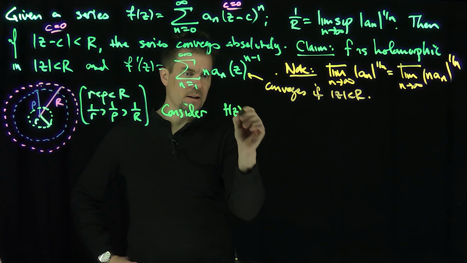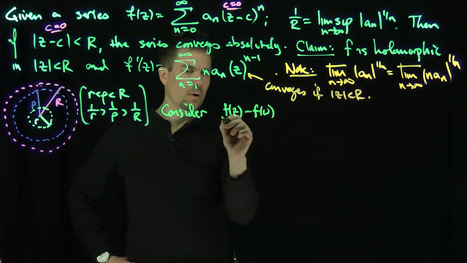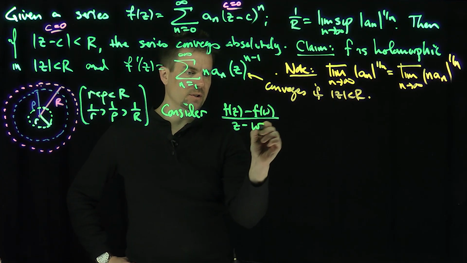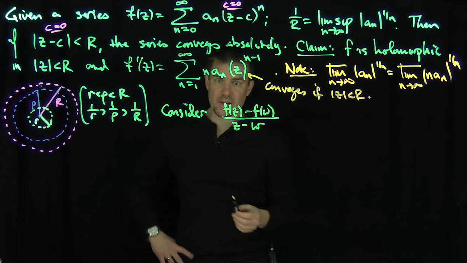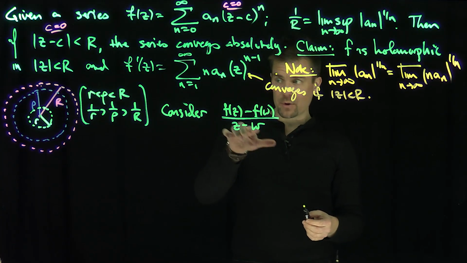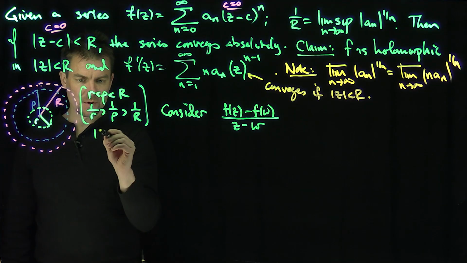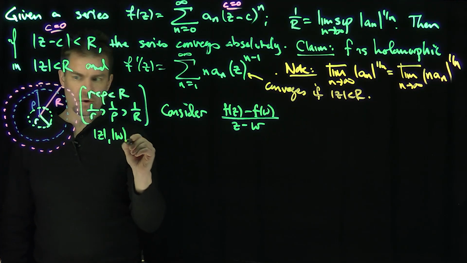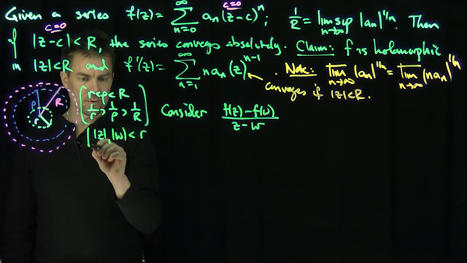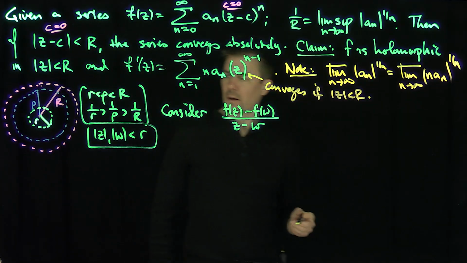f(z) minus f(w) over z minus w. That's our difference quotient, right? If I want to show the derivative exists, I want to show the limit as z tends to w. So here w is fixed in that disk, right? So here's z and w, modulus of z and modulus of w are less than r, right? So we're going to assume this condition over here.